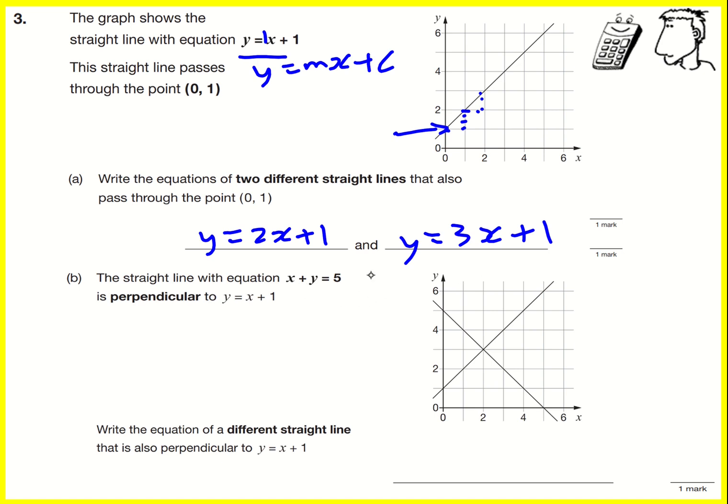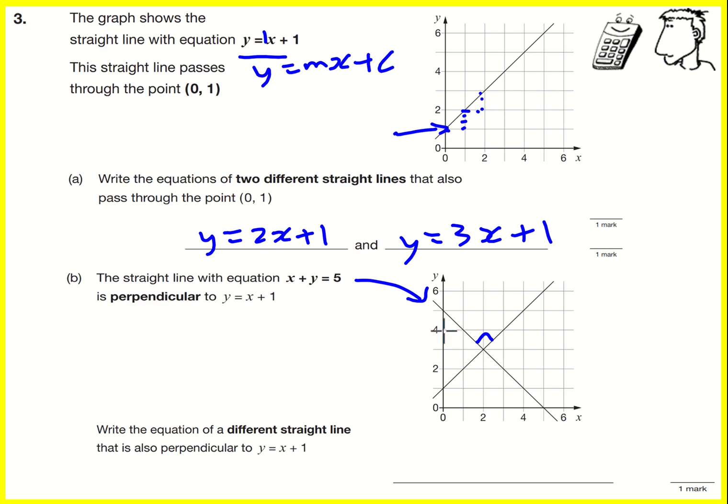We're then told about an equation x plus y equals 5, which is perpendicular to y equals x plus 1. So you can see that's going to be this line here. And perpendicular means there's a right angle. And write down the equation of a different straight line that's also perpendicular. Well, along this line, x plus y is always equal to 5. Because here, for example, we've got 3 plus 2, x is 3, y is 2, we get 5.